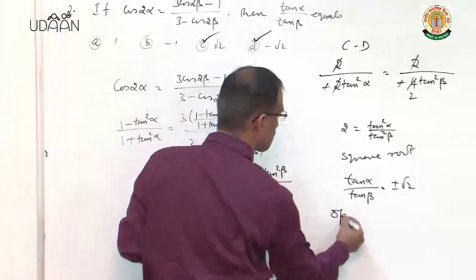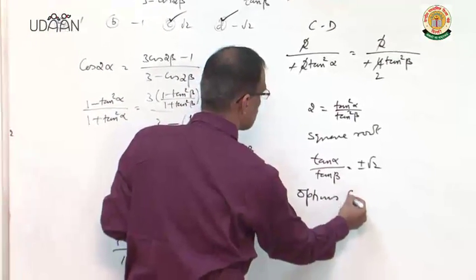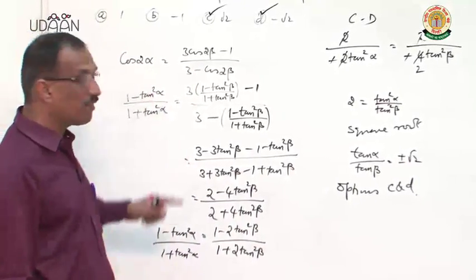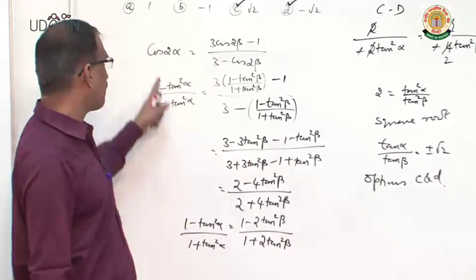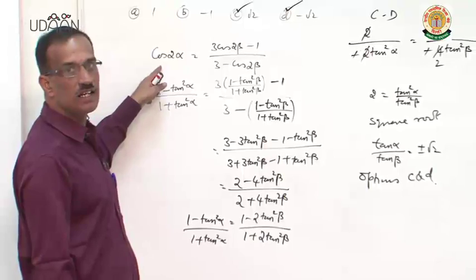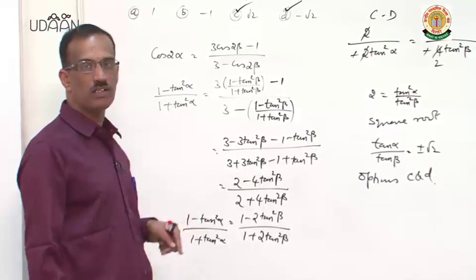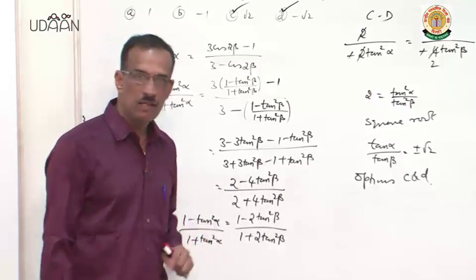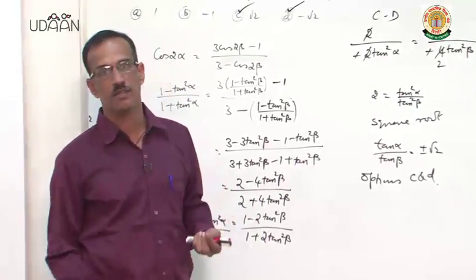So options C and D are right answers. So what we have used is the formula, only one formula, that is cos 2 theta equals 1 minus tan square theta upon 1 plus tan square theta. Understood well? Now let us move into the next question.